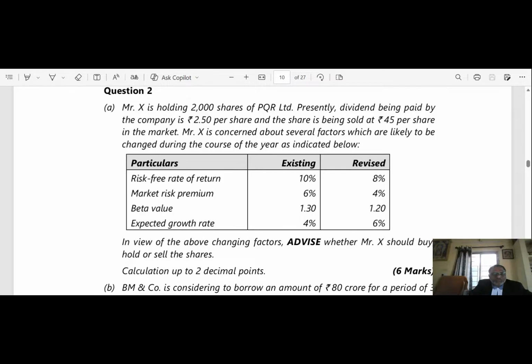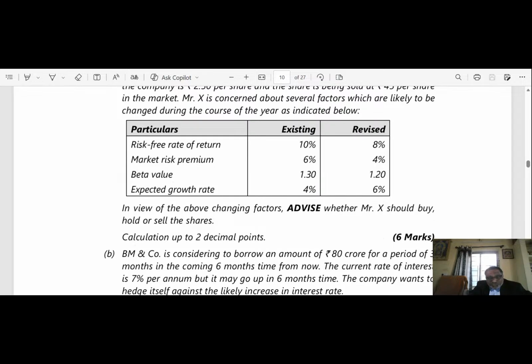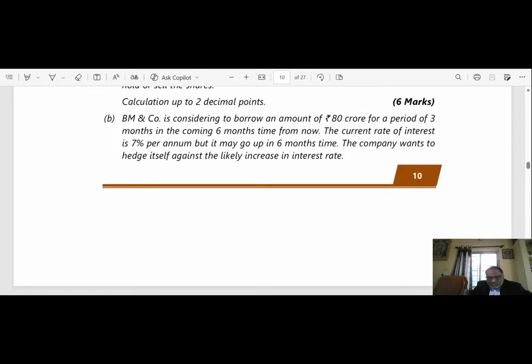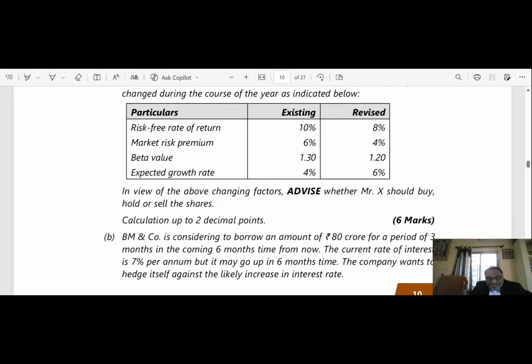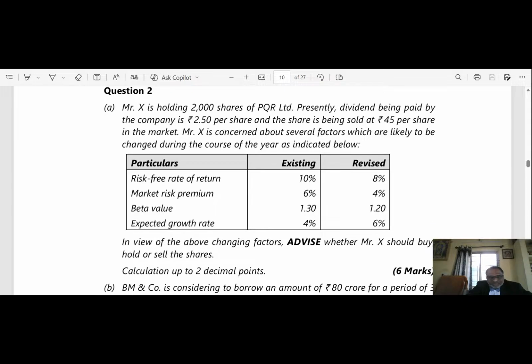Now, I would like to go to the next question. What I'm going to advise Mr. X: you should sell the share, not buy. Why? Current market price is 45, whereas your cost of equity is showing under existing 18, revised 36. But the current market price is very high. Better to sell, not to hold.